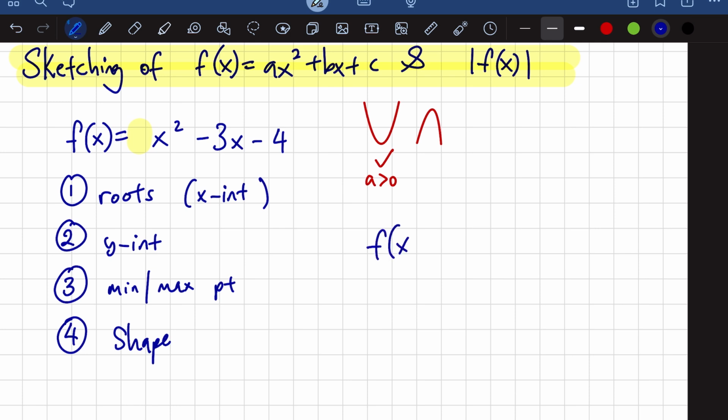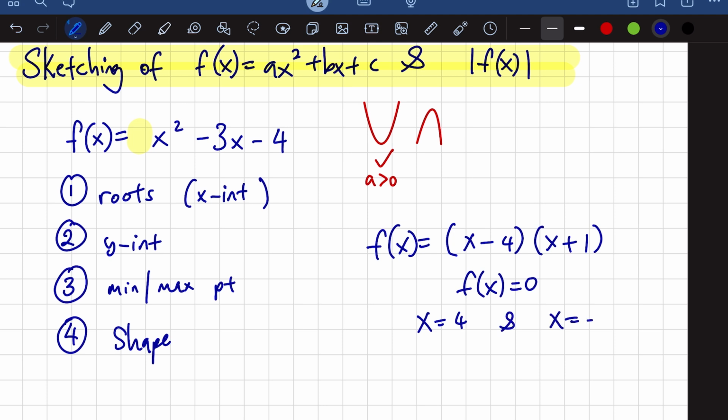Now, once you have these 4 parts, we can get to our sketching. So let's factorize first and get the roots out. If we factorize this, we get (x minus 4)(x plus 1), and if we equate to 0, our 2 roots are x equals 4 and x equals minus 1. So at least now we know the x-intercepts. That is very good information. The next thing is the y-intercept, and like I mentioned, it's just the value at the back of the quadratic expression. So our y-intercept is (0, minus 4).